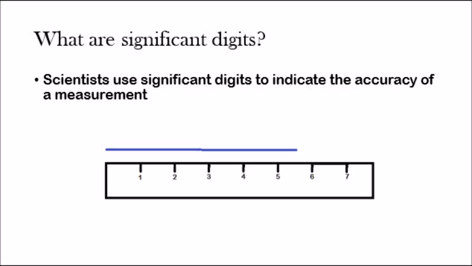Let's say we wanted to measure this line right here. We don't know the exact length of this line. We can't say we know it's 5.2347763. There's only a degree to which we are certain. We can probably estimate this to be something like 5.5 or 5.6. That's all we can do. We can't estimate past that. So scientists use significant digits to indicate the accuracy of a measurement, to say how accurate we know it is. So it's very important.